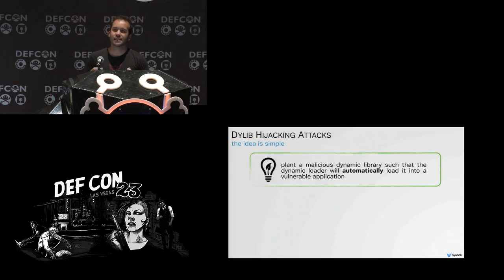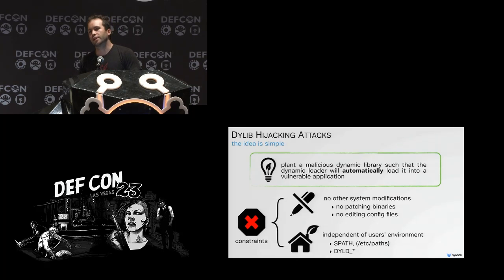Let's specify exactly what we're trying to do. We want to be able to plant or drop a malicious dylib and then have it be automatically loaded by a vulnerable application. Now, let's put some constraints on this. Obviously, you could achieve this by patching a binary, putting in a new dependency, but this is going to break the digital signature, makes it pretty easy to detect. We also are going to say no other modifications to the operating system. So no modification of auto-run plist files, anything like this. Again, just plant a file on the file system. That's all we're allowed to do.